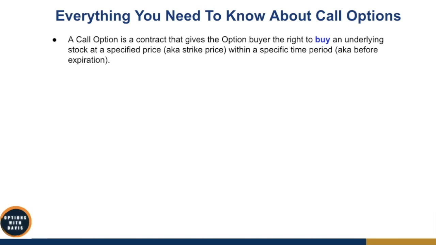So a call option is basically a contract that gives the option buyer the right to buy an underlying stock at a specified price, which is also known as the strike price, within a specified time period, which basically means before expiration, right? So every option contract has an expiration date, right? So you can choose the expiration date based on your own trading strategy or trading style.